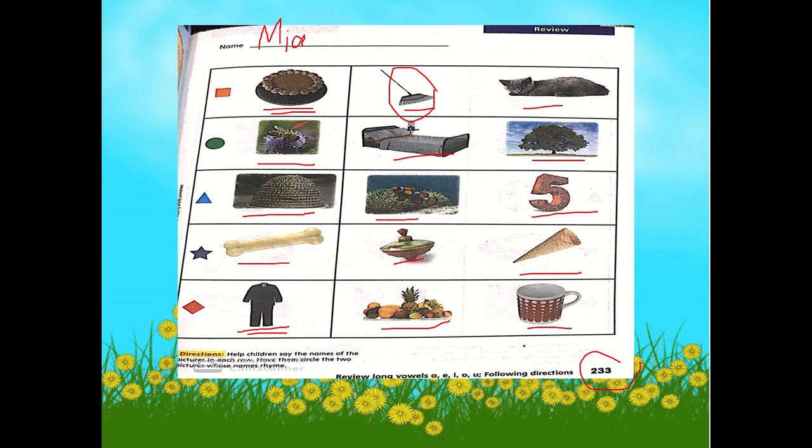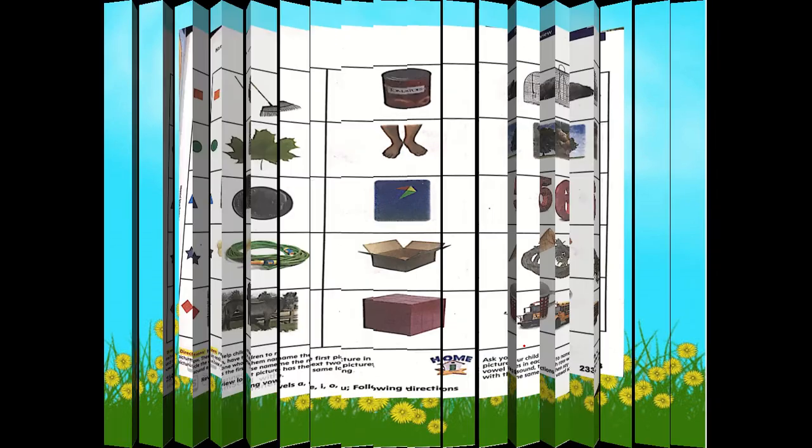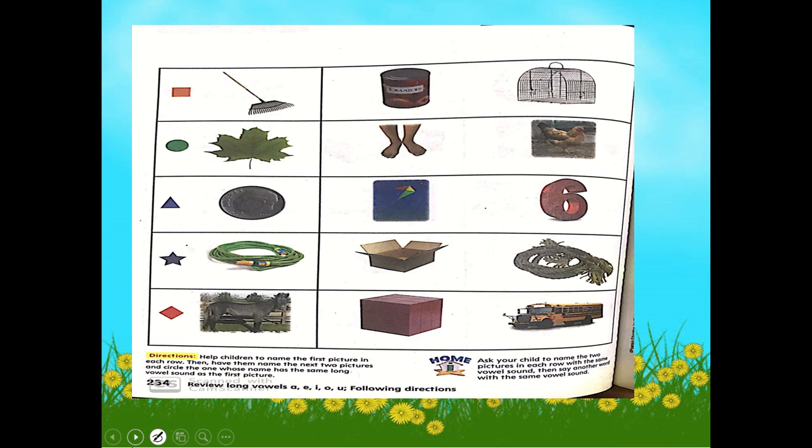Very good. Now this time, turn your book on page 234. Again, I'm going to say the names of the pictures on the left. I'm going to say the vowels in each picture and then circle the picture that has the same vowel as the given picture.